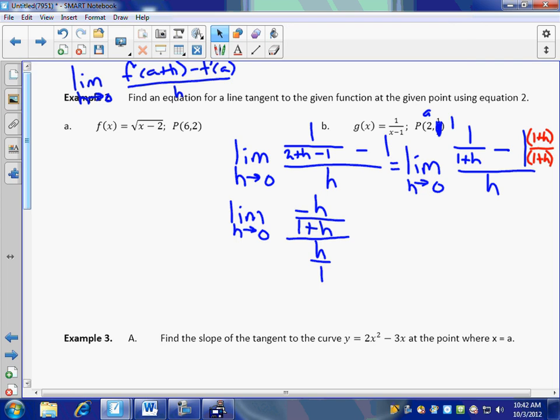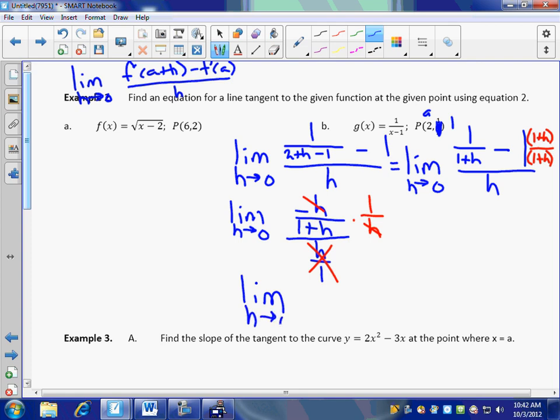So I have a fraction in the top, I have a fraction in the bottom. In order to solve, you multiply by the, thank you, Devon. Multiply by the reciprocal, what happens with the h's? What am I left with in the numerator? Negative 1. Limit as h approaches 0 of negative 1 over 1 plus h. Can I now plug in 0? I can. What do you get? Negative 1.